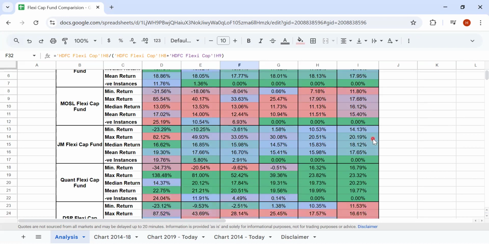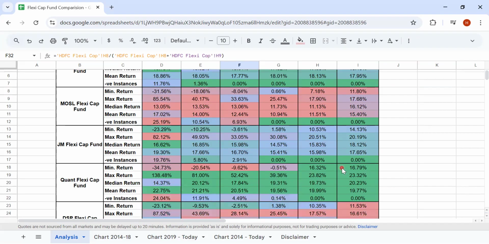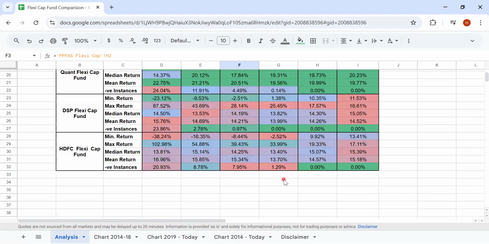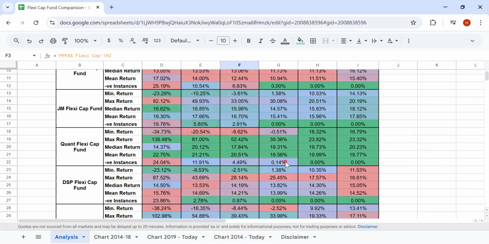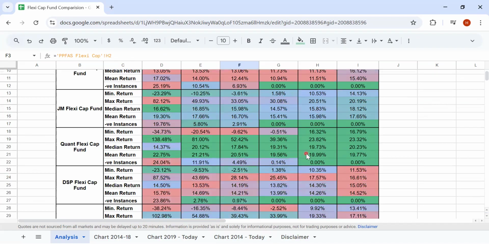On the median returns, Quant Flexi Cap Fund is doing 1 percentage point better than the Parag Parikh Flexi Cap Fund. On the minimum return side, from year 3 onwards, there are no negative instances for Parag Parikh Flexi Cap Fund. For Quant, on the year 3 side, the minimum return has been around negative 9.62%. Compare this with Parag Parikh, which is at 0%. On a 5 year basis, HDFC FlexiCap and Quant are the only ones having negative instances. On the 7 year basis, there are no negative instances on any fund.